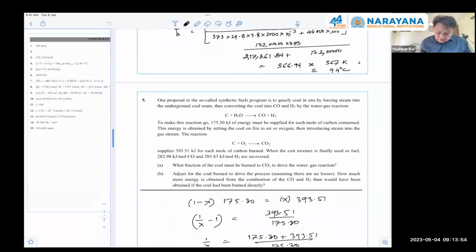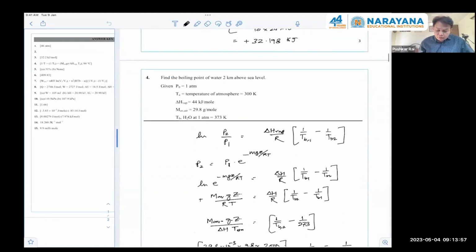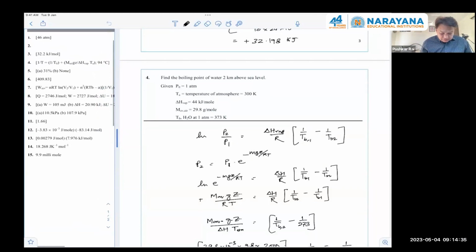Check your answers. The next question was, find the boiling point of water 2 kilometers above sea level. Have you done it? In such types of questions, you can also use the calculator to save time. How many of you have done it? Ved Prakash, have you done it? Shreyash? Anyone else? Got the answer? 366.8. Yes, absolutely right. 94 degrees centigrade. All right.